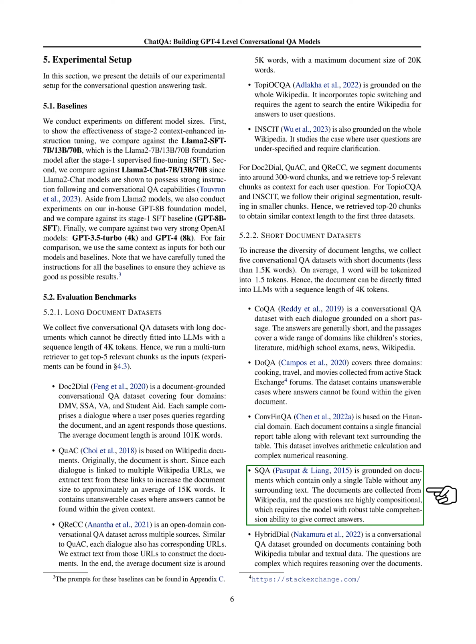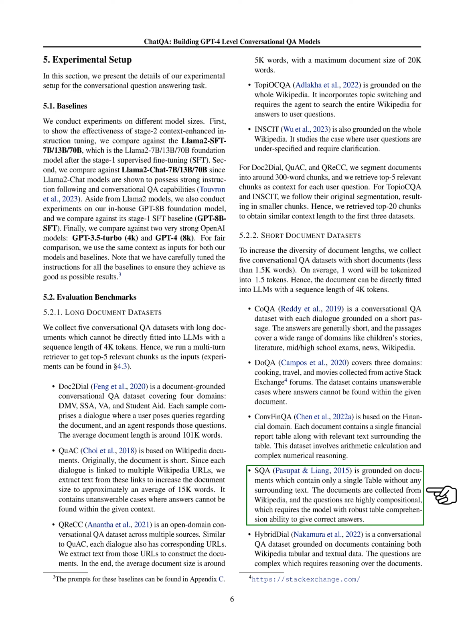The fifth dataset, HybridDial, is a conversational QA dataset based on documents containing both Wikipedia tabular and textual data. The questions are complex and require reasoning over the documents. Out of all 10 datasets, ConvFinQA, SQA, and HybridDial datasets contain tabular data, while the rest are text only.